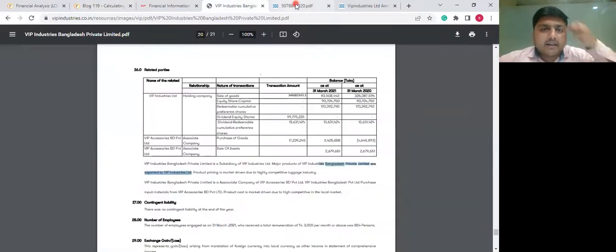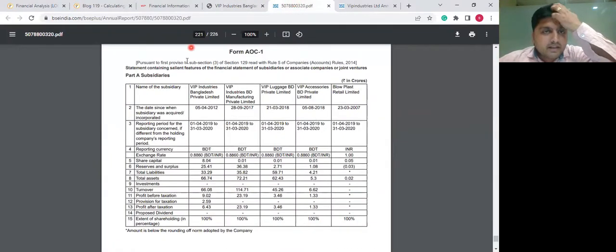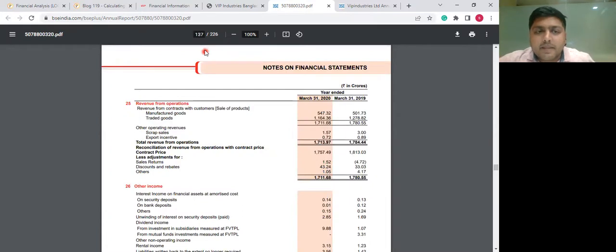So let's take a look at the VIP Industries annual report. Now, page 137, I'm going to open. You can see traded goods revenue 1164. You can directly take this. Now, remember, I'm referring to the standalone financials. I'm not referring to the consolidated financials for the confusion we discussed earlier, because the manufacturing COGS is going to include both hard luggage and soft luggage COGS there. But in case of standalone, manufacturing is only hard luggage and trading is entirely soft luggage. So which is why we are coming here.